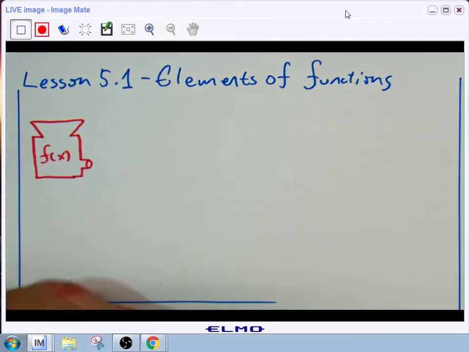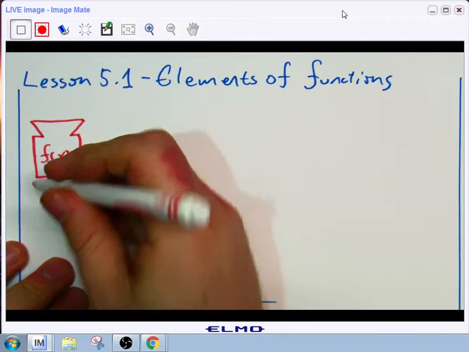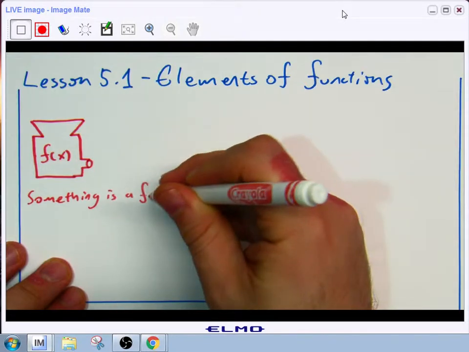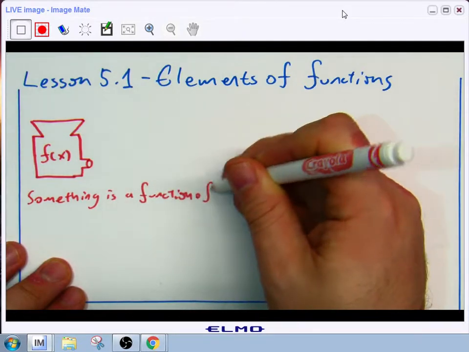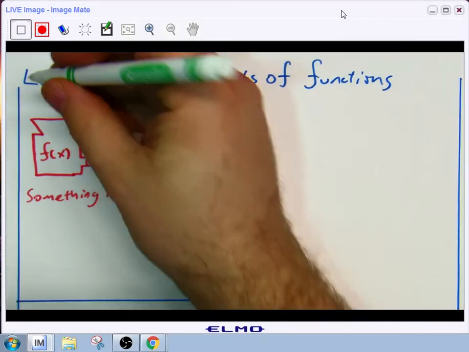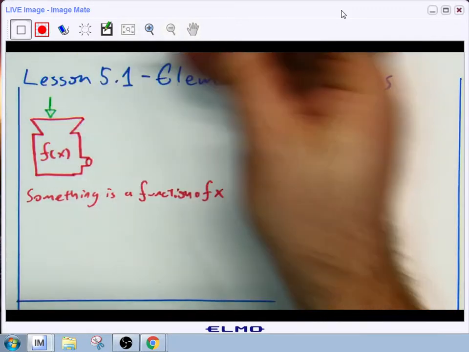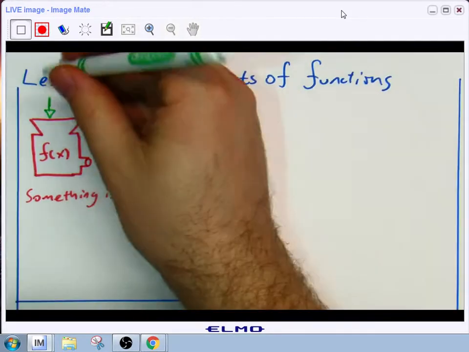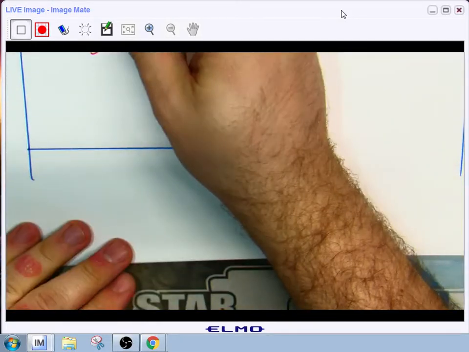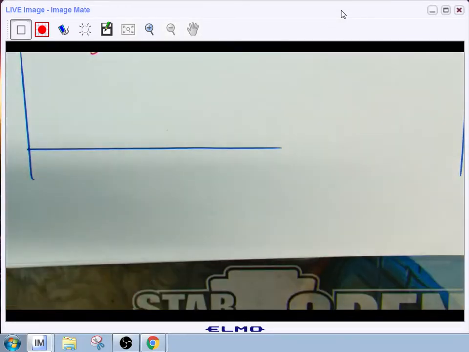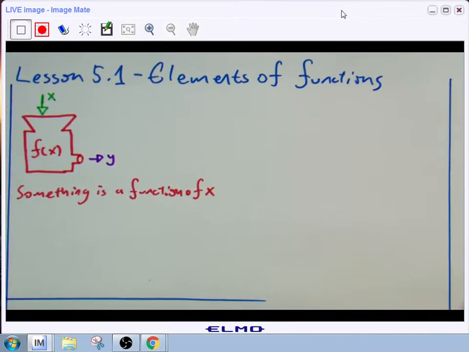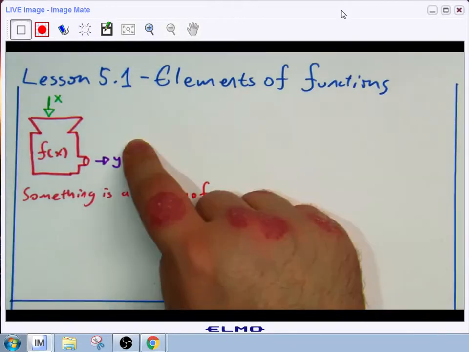What that means is, something is a function of x. That's what f of x means. Something is a function of x, okay? So we put something in our machine. And what is it that we put in our machine? This is our x. And then we get something out. What do we get out? This is our y. Okay? This is our y value. So we put in an x, we get a y out.